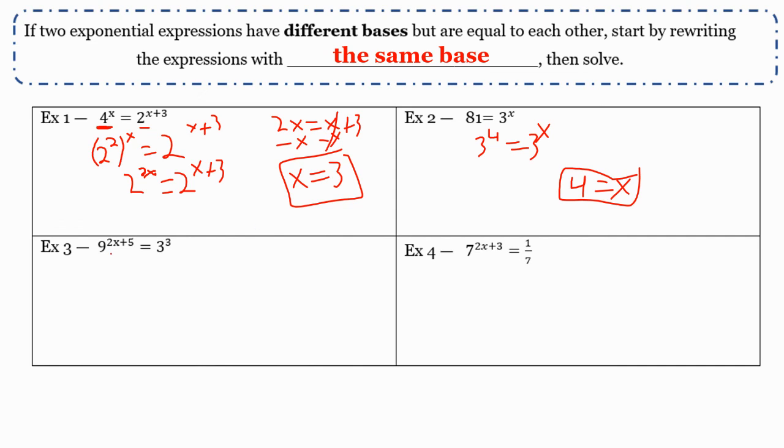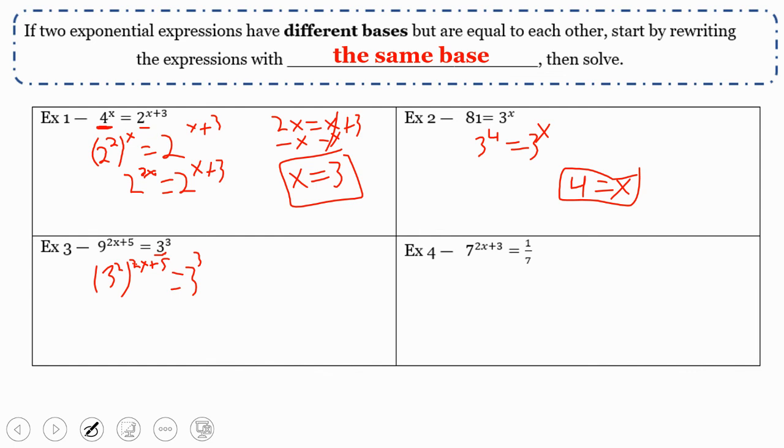Moving on to example 3 here. I have 9 to the 2x plus 5 equals 3 cubed. Again, I want to rewrite the 9 with a base of 3. I'm always going to rewrite with the base of the smaller number. So 9 is the same as 3 to the second power, so I'll say 3 squared to the 2x plus 5 power equals 3 to the third.